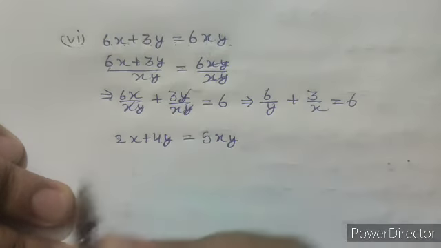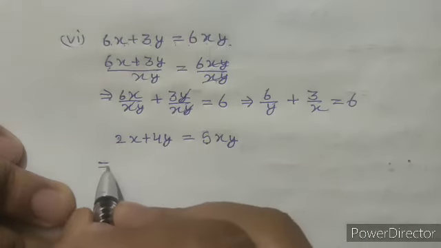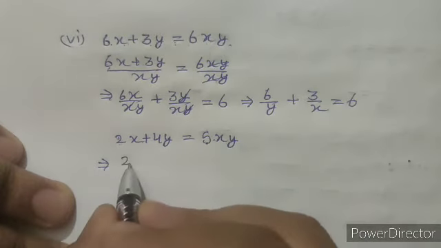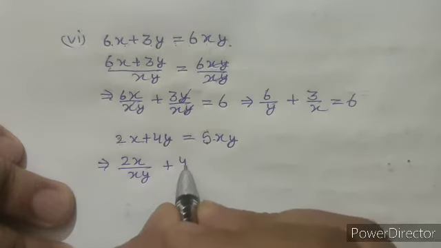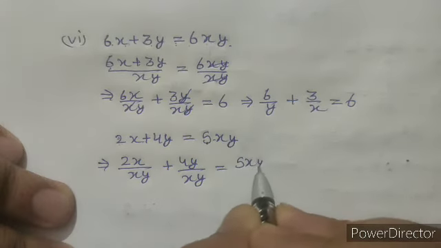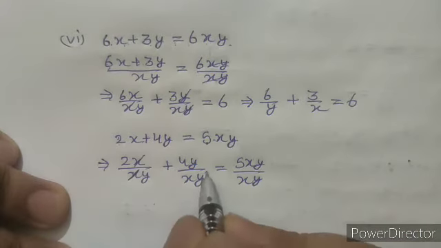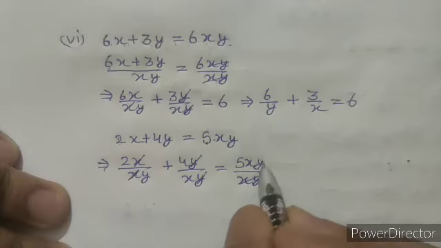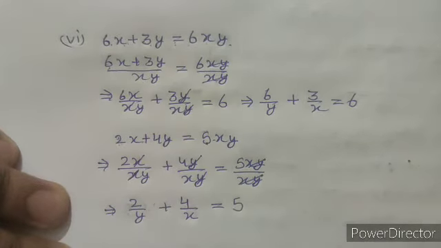Now this y will cancel out. Similarly, in equation second, we will again divide both sides by xy, and that will give us 2x upon xy plus 4y upon xy equal to 5xy upon xy. Now here x will cancel out, y will cancel out, and xy will cancel out with xy, and this will give us 2 upon y plus 4 upon x equal to 5.